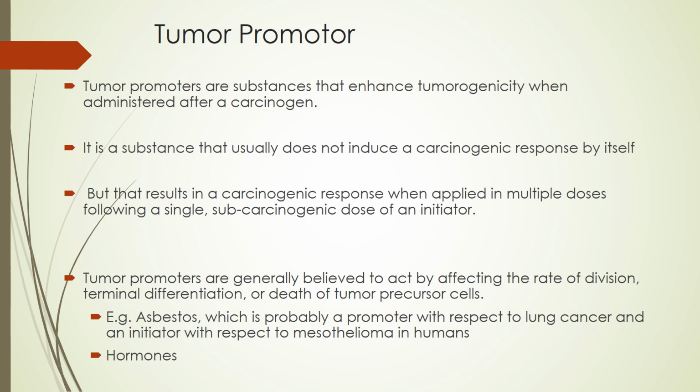Tumor promoters are generally believed to act by affecting the rate of division, terminal differentiation, or death of tumor precursor cells. For example, asbestos is probably a promoter with respect to lung cancer, and an initiator with respect to mesothelioma in humans, and certain hormones also.